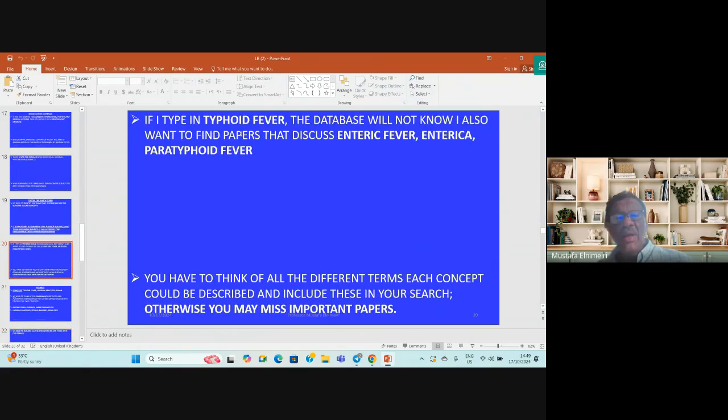So we have to be careful to be very specific about what we are trying to search. If I type in typhoid fever, the database or the search engine will not know also that I want to find papers or articles that discuss enteric fever, enterica, or paratyphoid fever. So we have to think of all the different key terms each concept could be described by and include these in your search. Otherwise, we'll be missing important papers because we have not specified exactly the key terms.